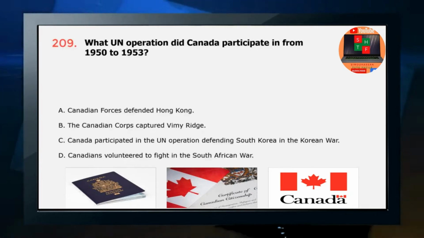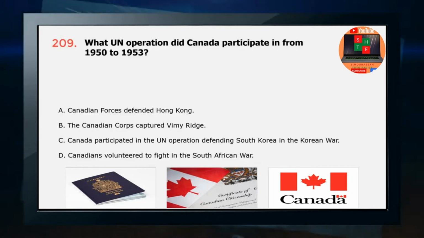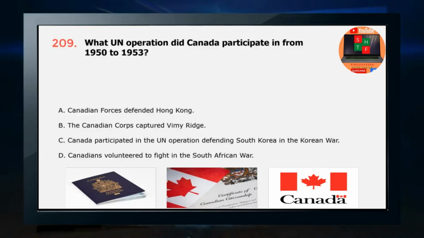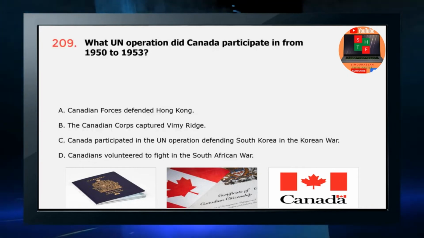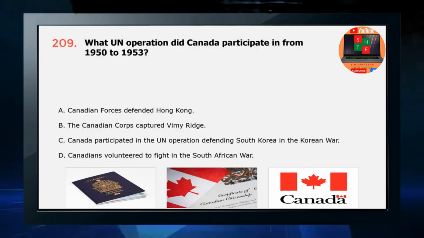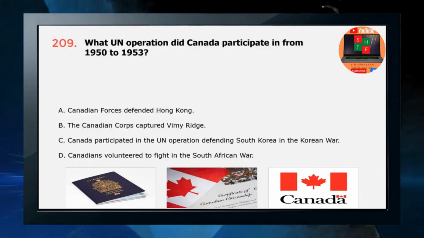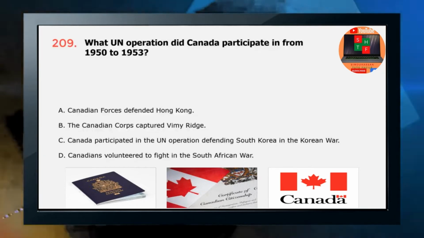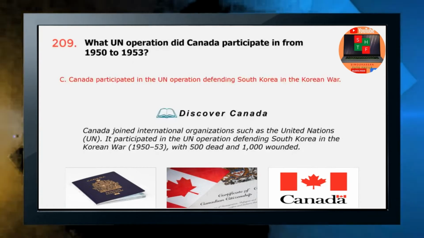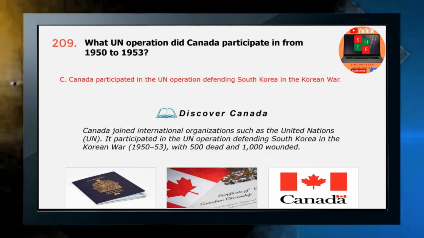Question 209. What UN operation did Canada participate in from 1950 to 1953? A. Canadian forces defended Hong Kong. B. The Canadian Corps captured Vimy Ridge. C. Canada participated in the UN operation defending South Korea in the Korean War. D. Canadians volunteered to fight in the South African War. The answer is C. Canada participated in the UN operation defending South Korea in the Korean War.